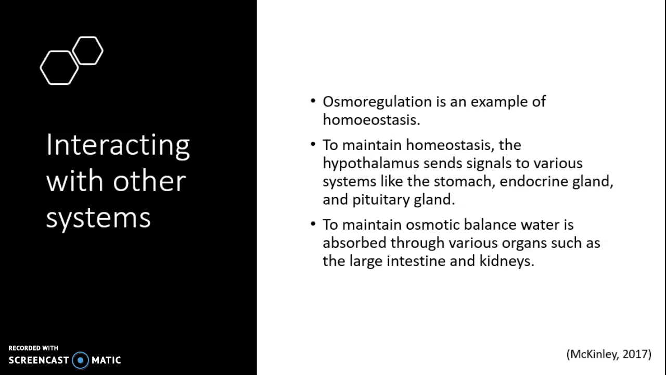So how do these interact with other systems? Osmoregulation is actually an example of homeostasis. Again, to maintain that set point, your body will go through osmoregulation. Like I said before, the hypothalamus sends signals to various systems like the stomach, the endocrine glands, and the pituitary gland. And then to maintain osmotic balance, water is absorbed through various organs such as the large intestine and kidneys.